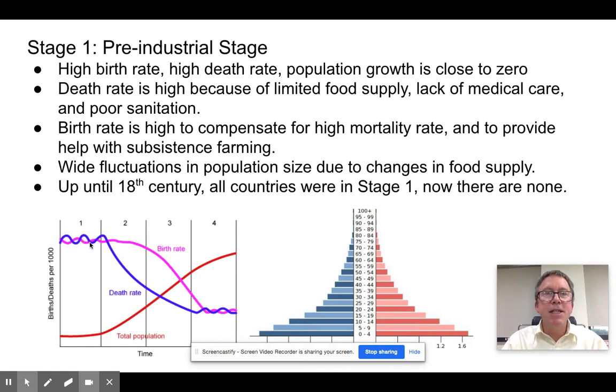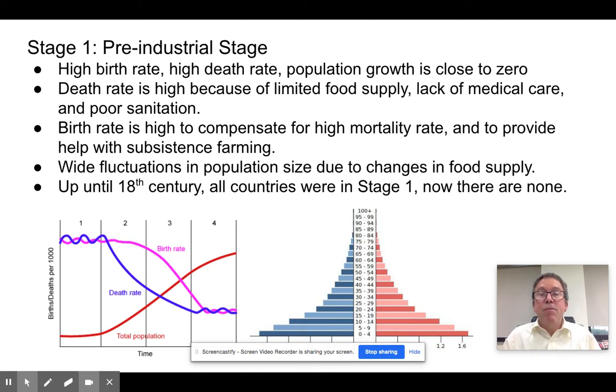Basically, the idea is in this stage we have a very high birth rate and a very high death rate. We have a high birth rate because we have a high death rate, and because both are high, there isn't much growth in the population. The population growth rate pretty much stays at its carrying capacity at zero growth rate. And why is the death rate so high? Well, it's because there's limitations on food and sanitation and medical care.